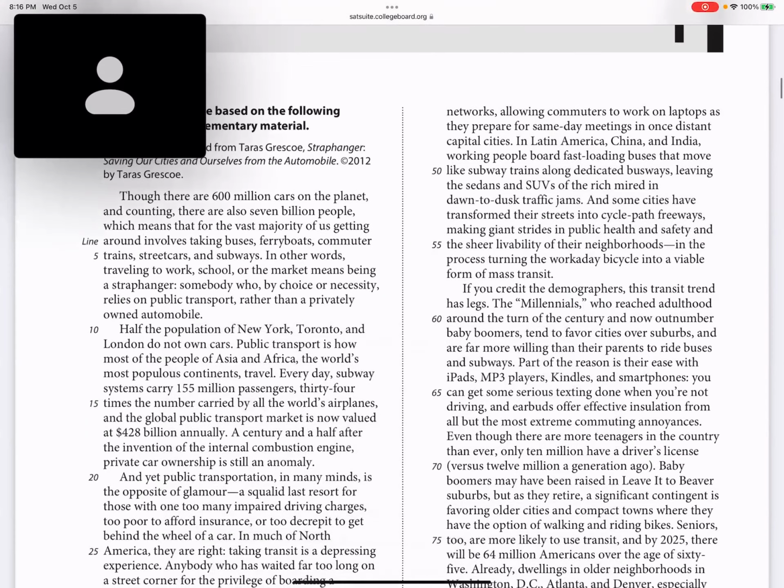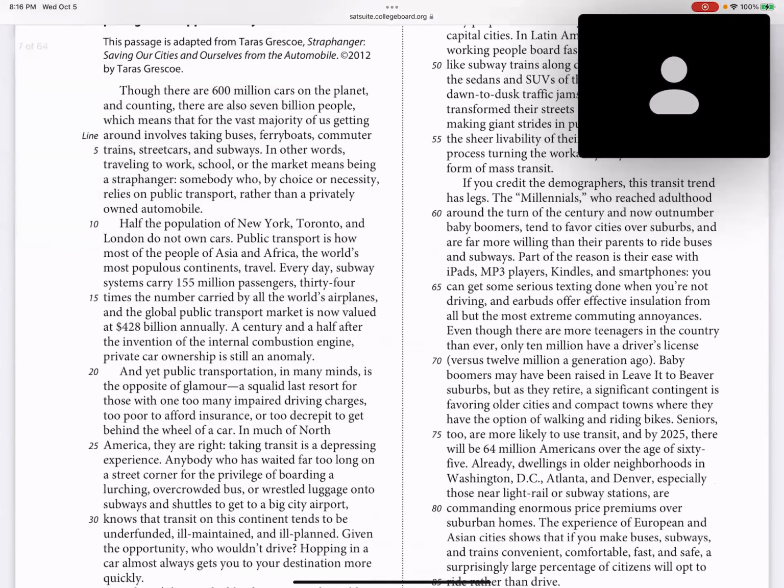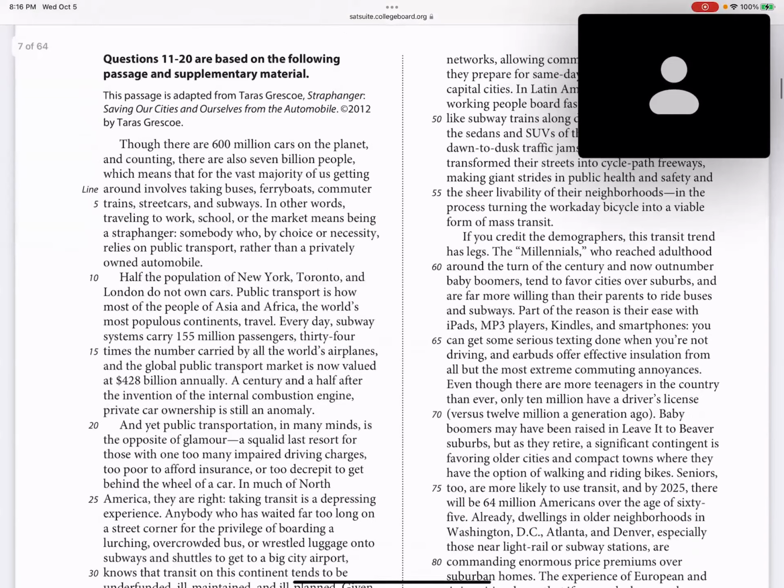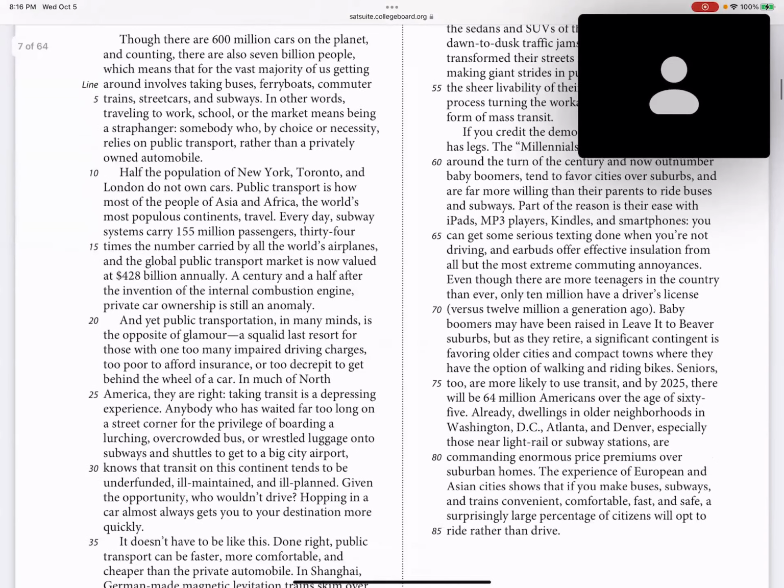It's not letting me zoom out. Okay, so I will try and move the page as I see fit for the group, but I shouldn't have to move it too much. But go ahead and give this a read.